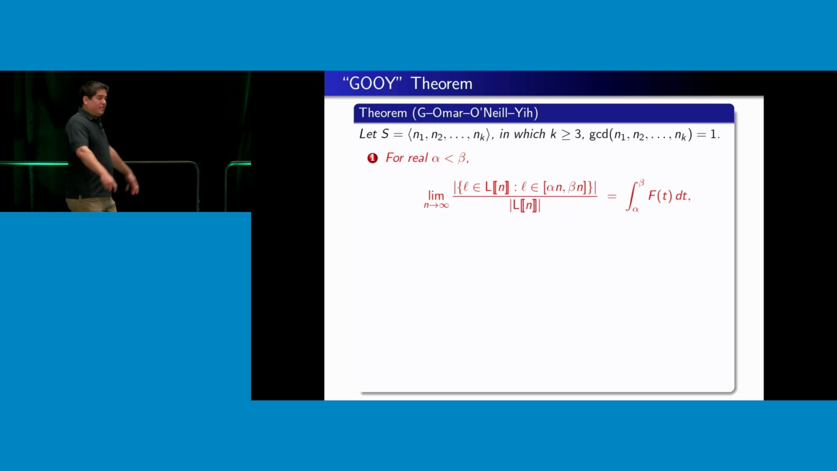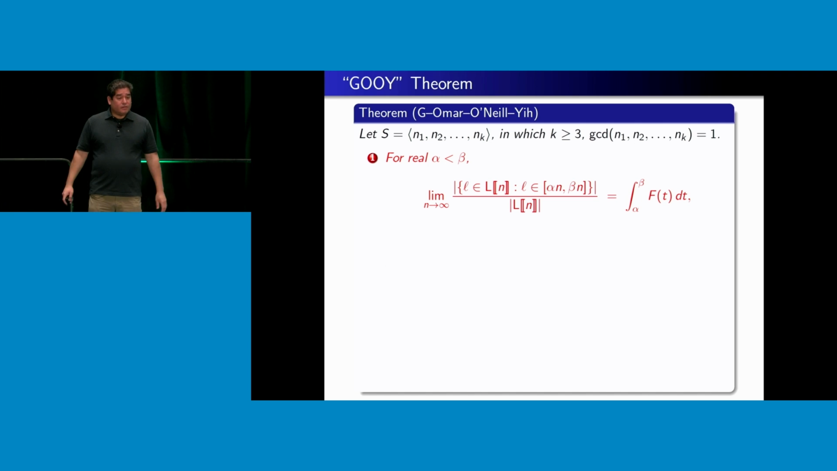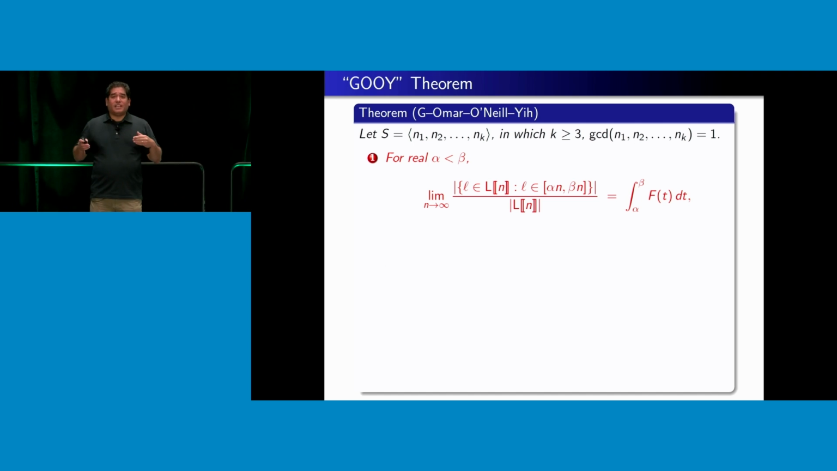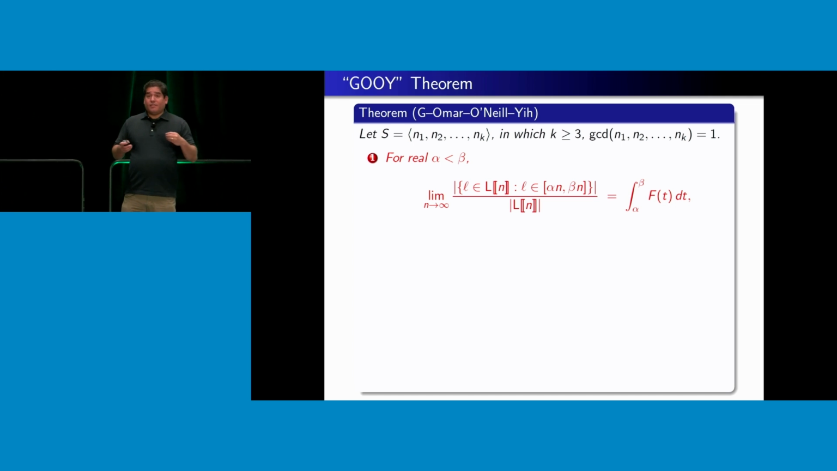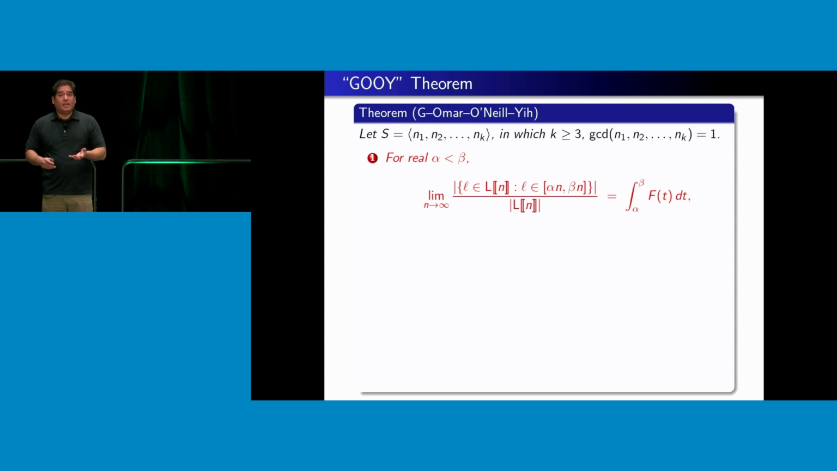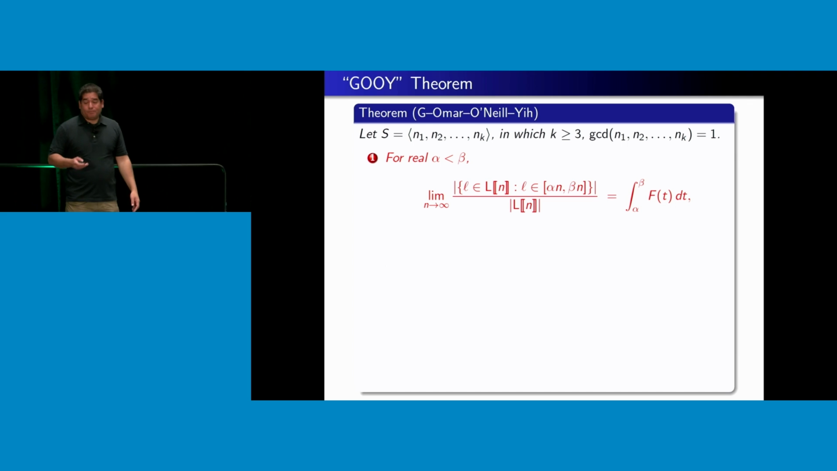So the GUI theorem. GUI is the name of the authors, and it basically says this. We suspect that factorization lengths grow linearly with n, so n is the right scale to look at things. If I count the number of factorization lengths that are in the interval between alpha n and beta n, compute that ratio and let n go to infinity, I get a simple expression: the integral of some function from alpha to beta.